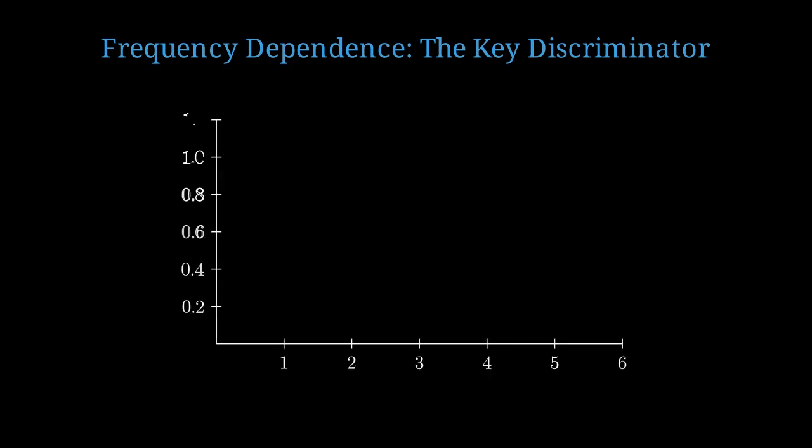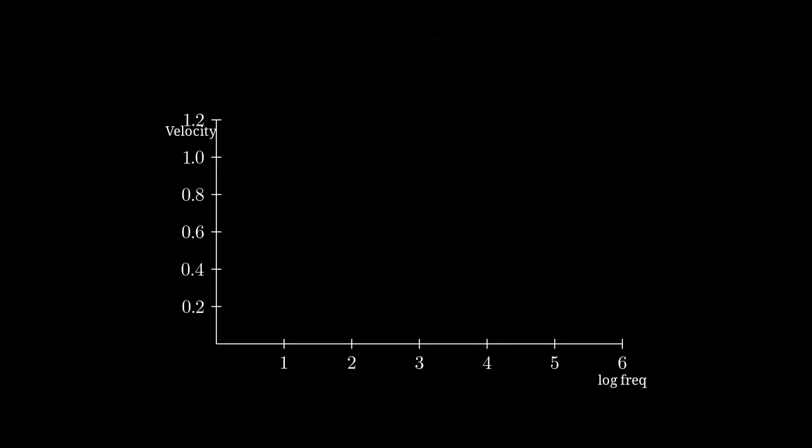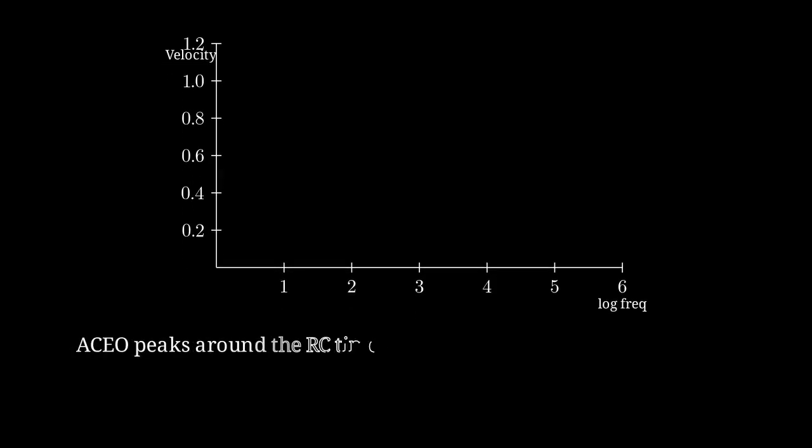Plot velocity versus frequency on a log scale. ACEO has a peak at intermediate frequencies, typically in the kHz range. Below this, double layer charging is too slow. Above this, the double layer cannot form. ACEO peaks around the RC time of the double layer.